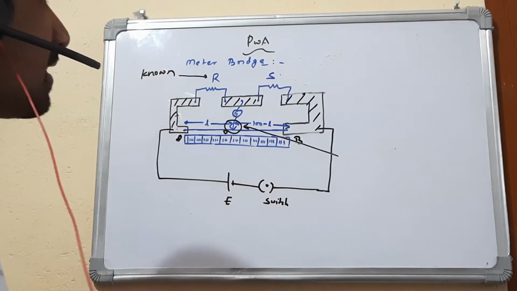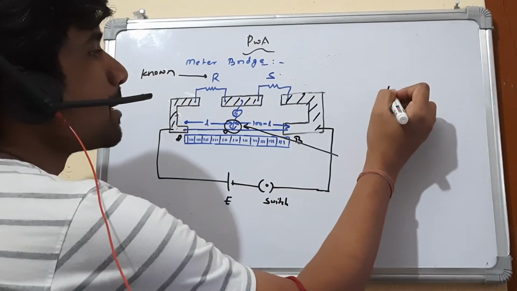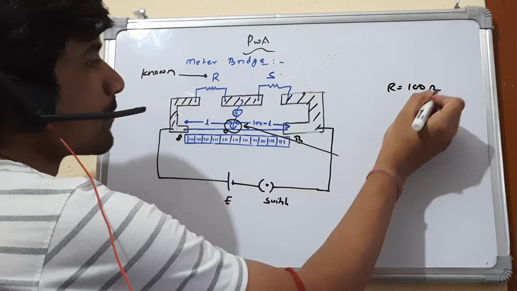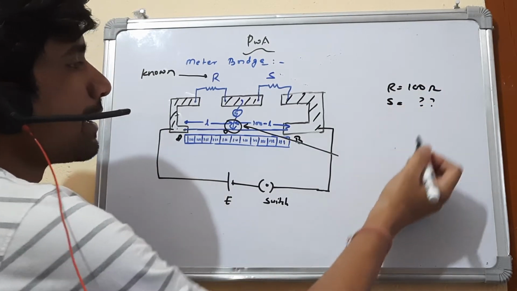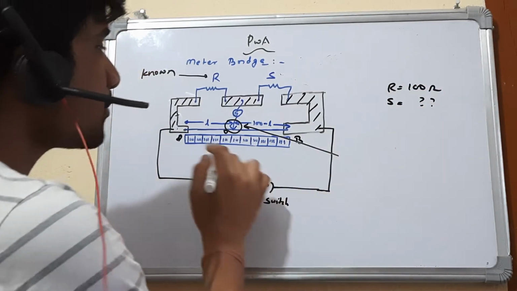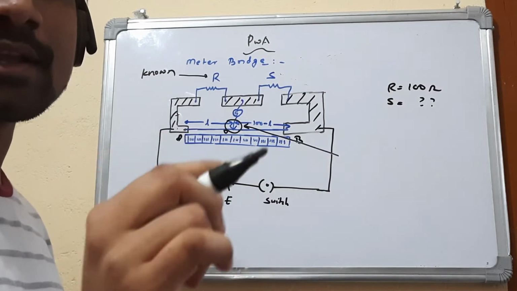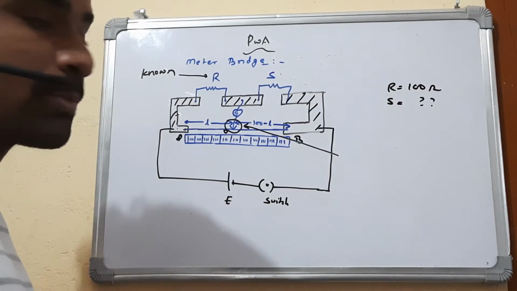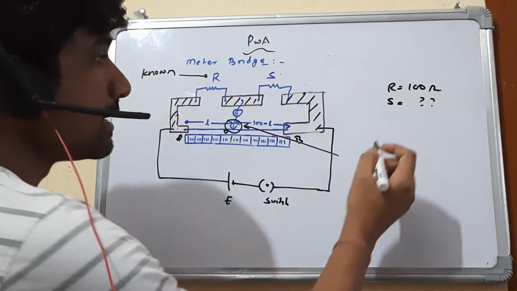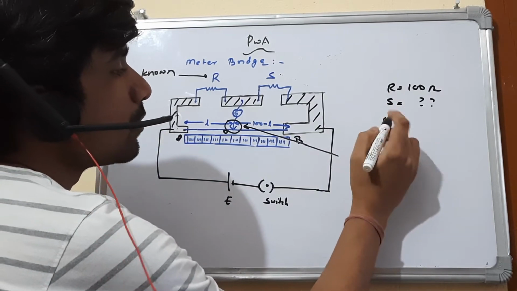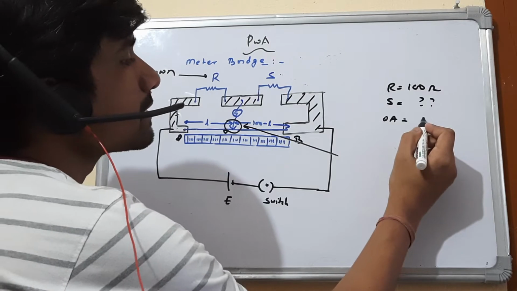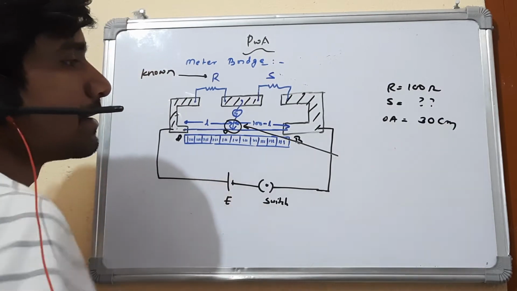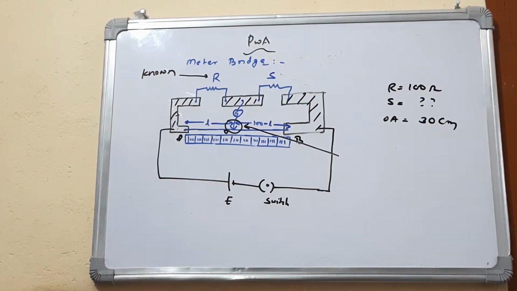So let's say R is given as maybe 100 ohms, and S is something which we need to find. Let's say this point O is called the null point. If the distance of the null point from the A end, OA, is let's say 30 centimeters, for example, I'm taking 30. And I need to find what is S.